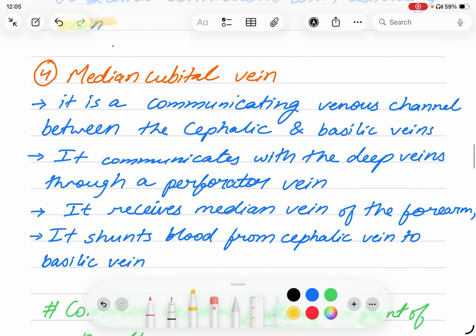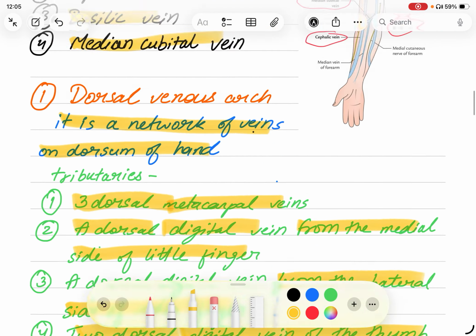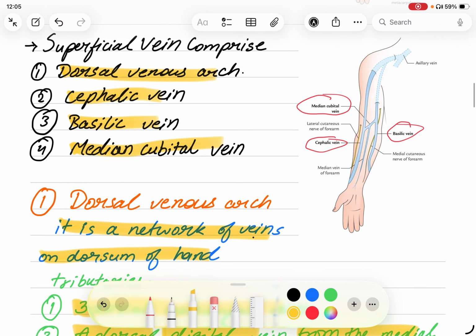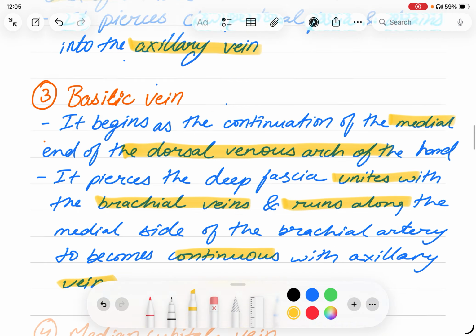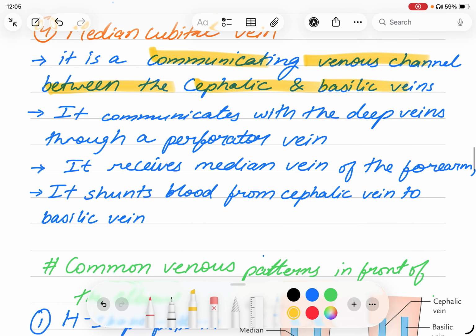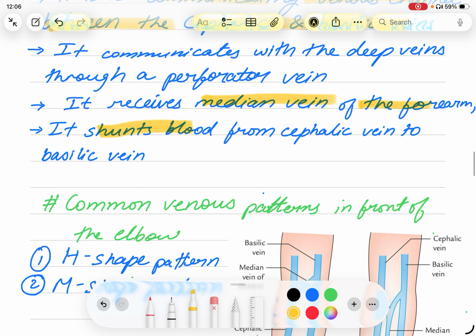And the fourth is the median cubital vein. It is a communicating channel between the cephalic and basilic vein. Here, in that diagram, you see there is a communicating channel. It communicates with the deep veins through a perforator vein. It receives the median vein of the forearm, and it sends blood from the cephalic vein to the basilic vein.